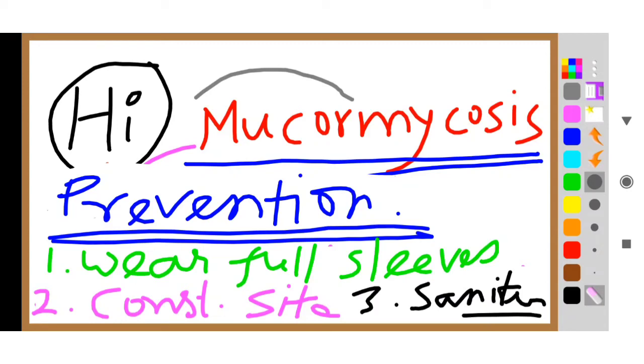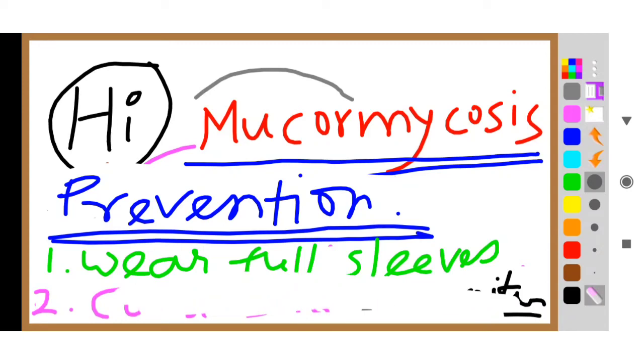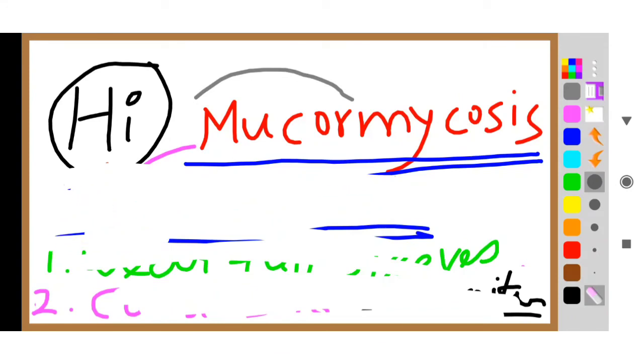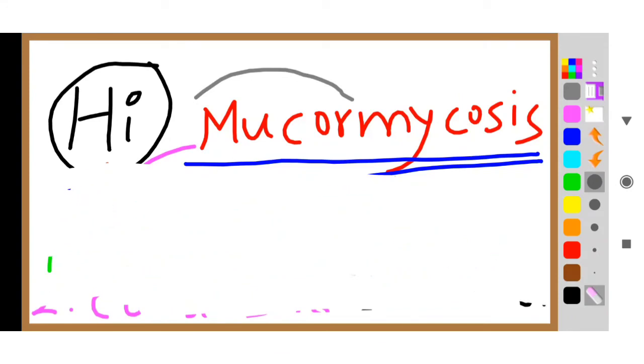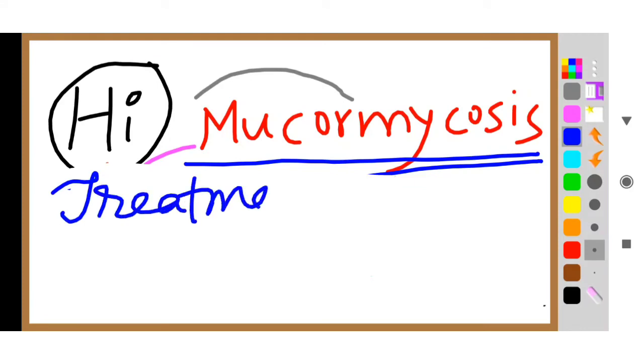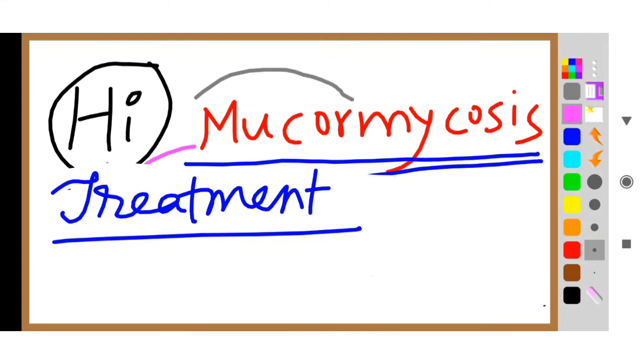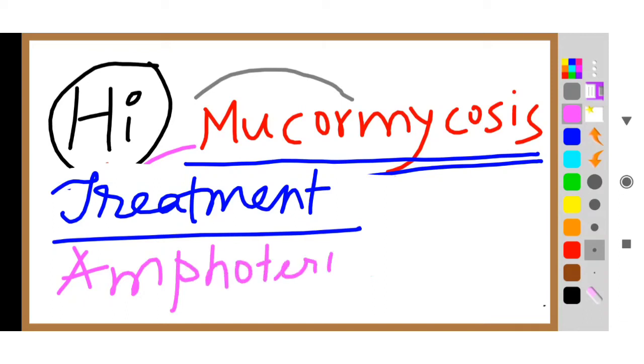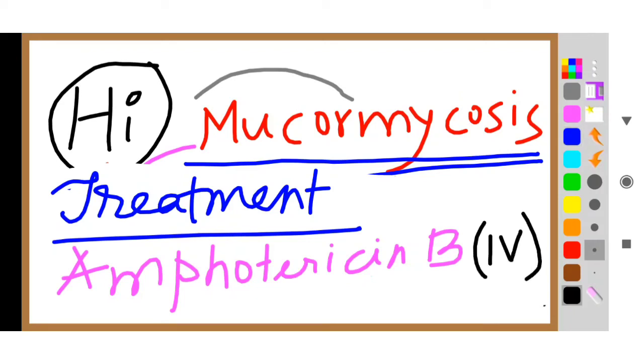Next, let us go to the treatment plan, the last part of this video. Let us erase this and go to the last part: what is the treatment? For treatment of mucormycosis, we have amphotericin B, an antifungal medication. Amphotericin B is available IV, that is, we can give it in the hospital setup, and there are injections you can also give.